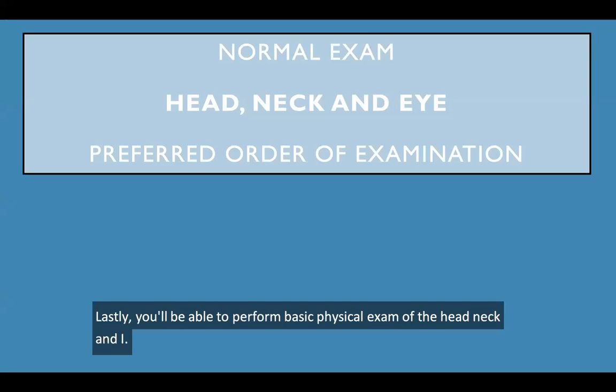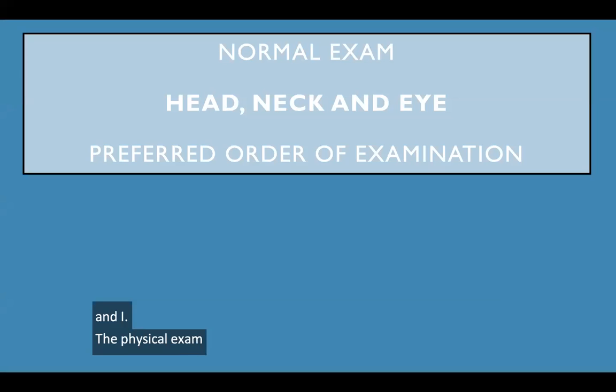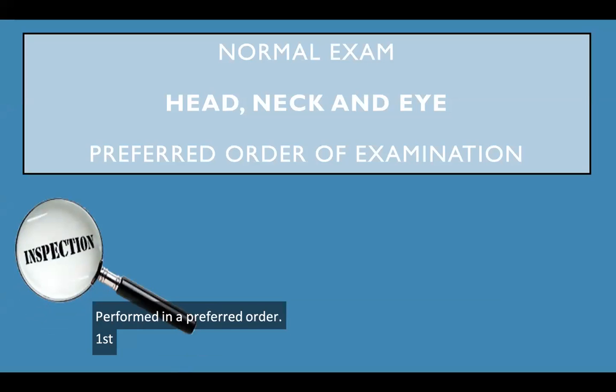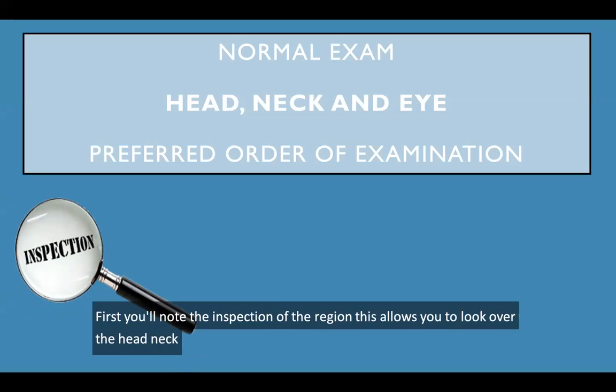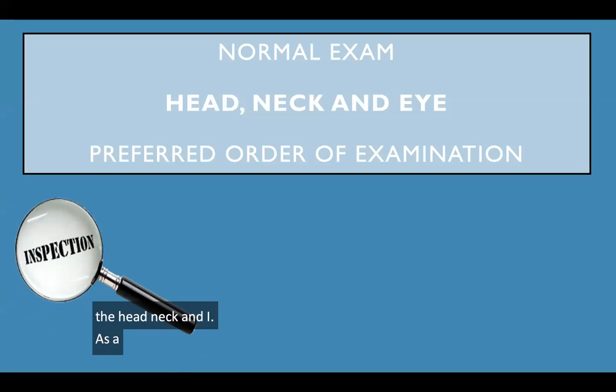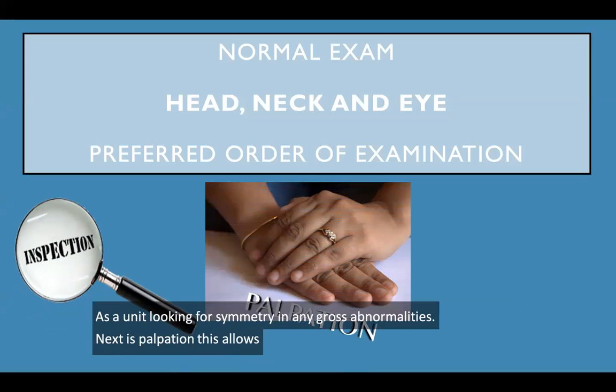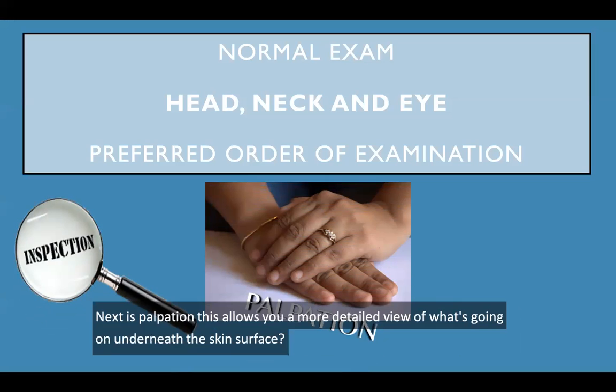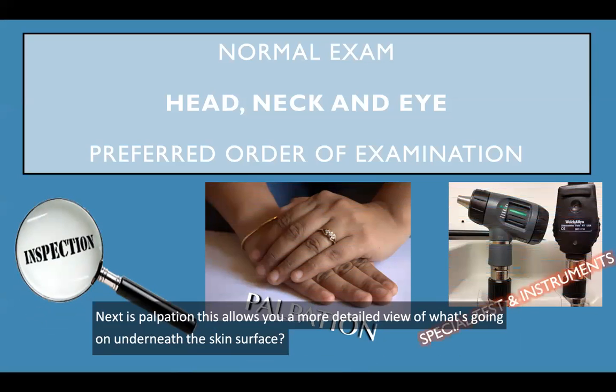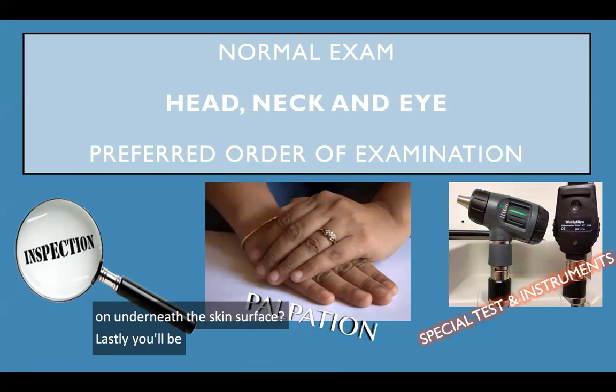The physical exam is performed in a preferred order. First, you'll note the inspection of the region. This allows you to look over the head, neck, and eye as a unit, looking for symmetry and any gross abnormalities. Next is palpation. This allows you a more detailed view of what's going on underneath the skin surface. Lastly, you'll be using special instruments and tests. Today, we'll be using the fundoscope.